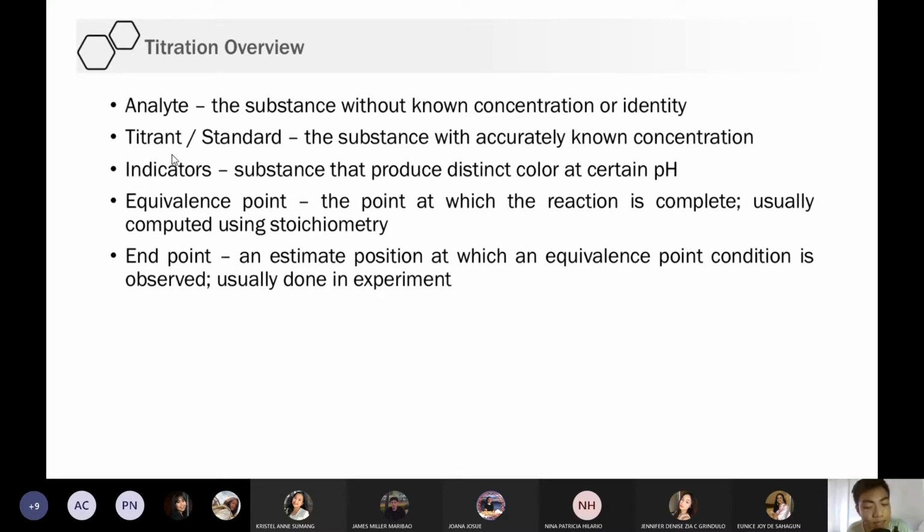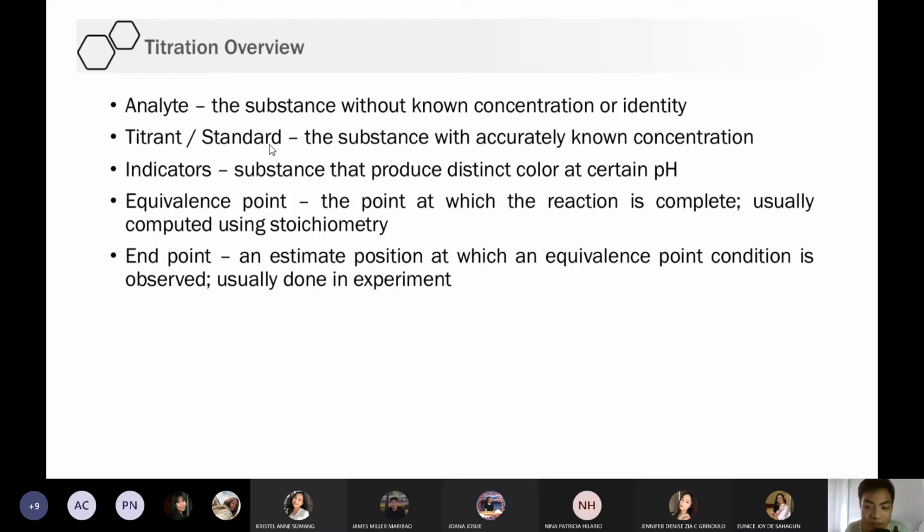Okay? When you say titrant, we also call this the standard. No? Titrant or standard, these are substances with known concentration. Okay? So, bali ang nangyayari sa titration, we use the titrant to know the analyte. Okay? Alam natin yung identity nito. Alam natin yung kanyang molarity.